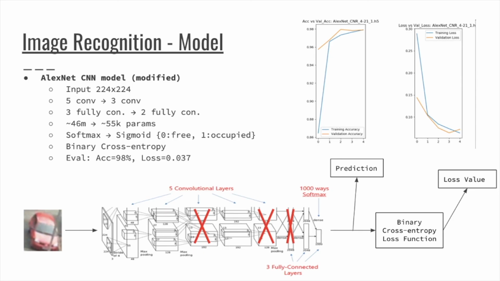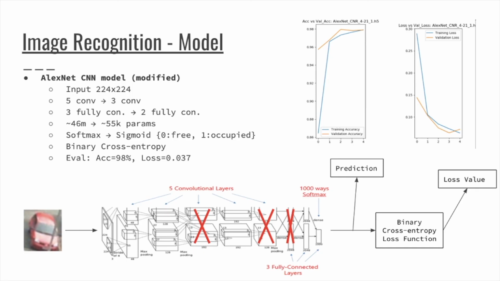This modified version brought the number of convolutional layers down from 5 to 3 and fully connected layers down from 3 to 2. It also altered the filter sizes on each of the convolutional layers, which ultimately took the number of weight parameters from 46 million down to 55,000. This not only reduced the size of the model, but also reduced the complexity.